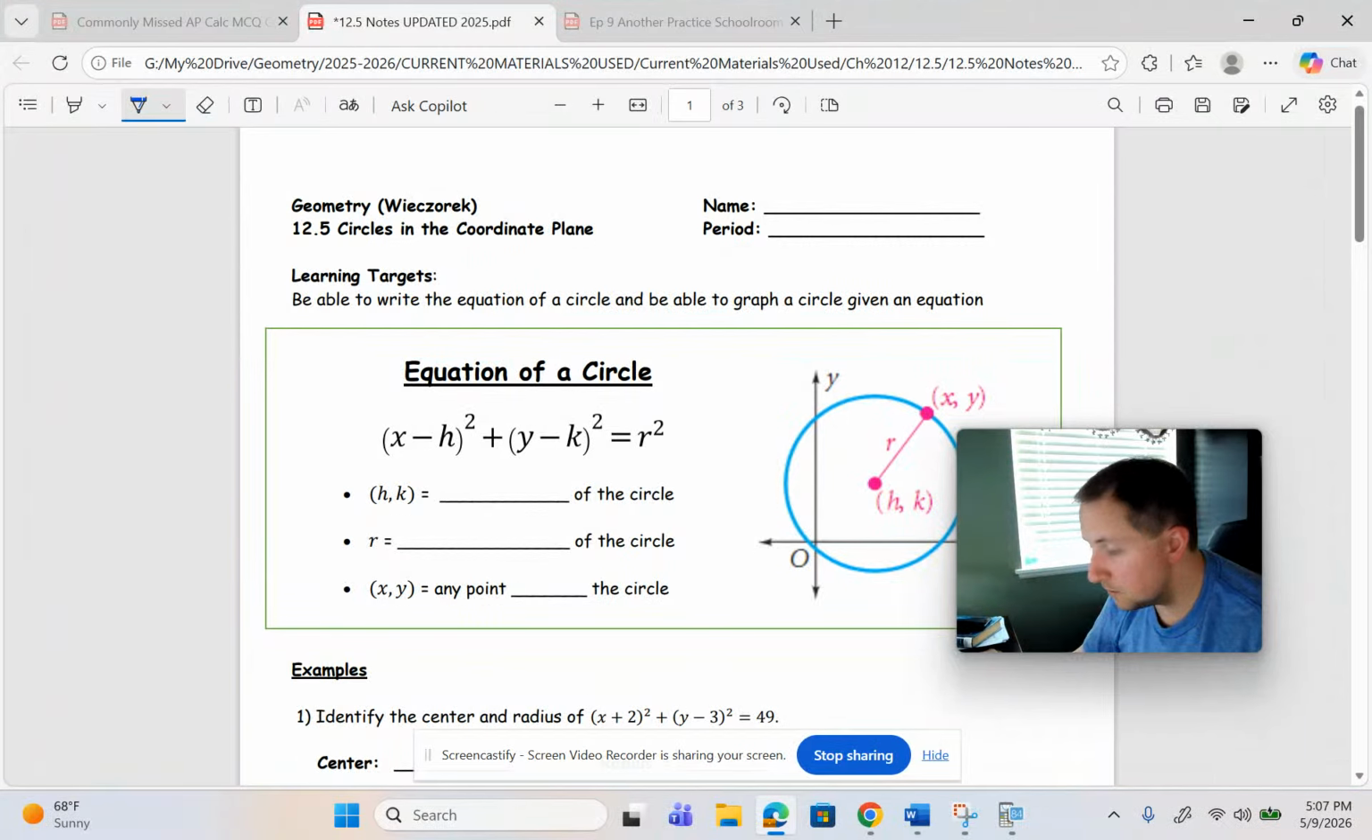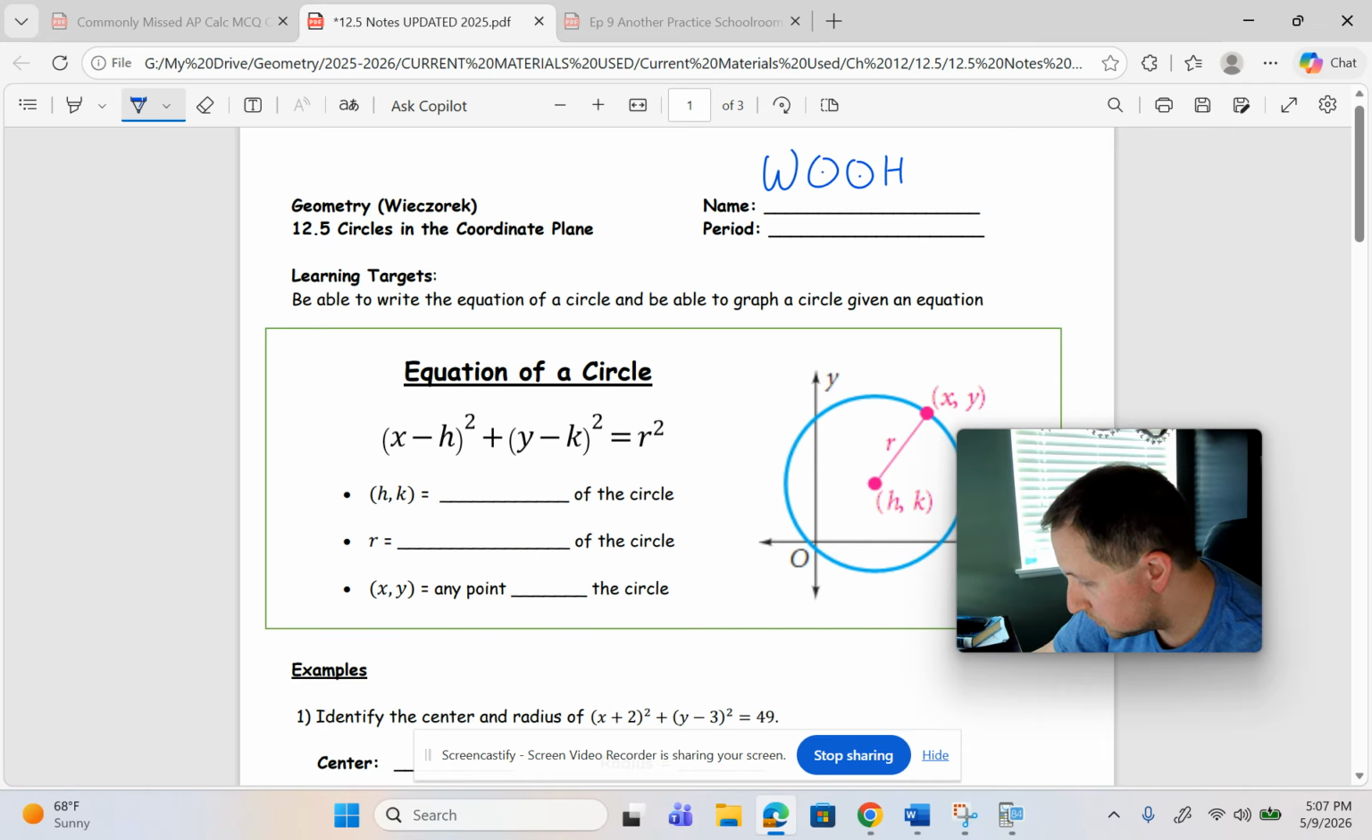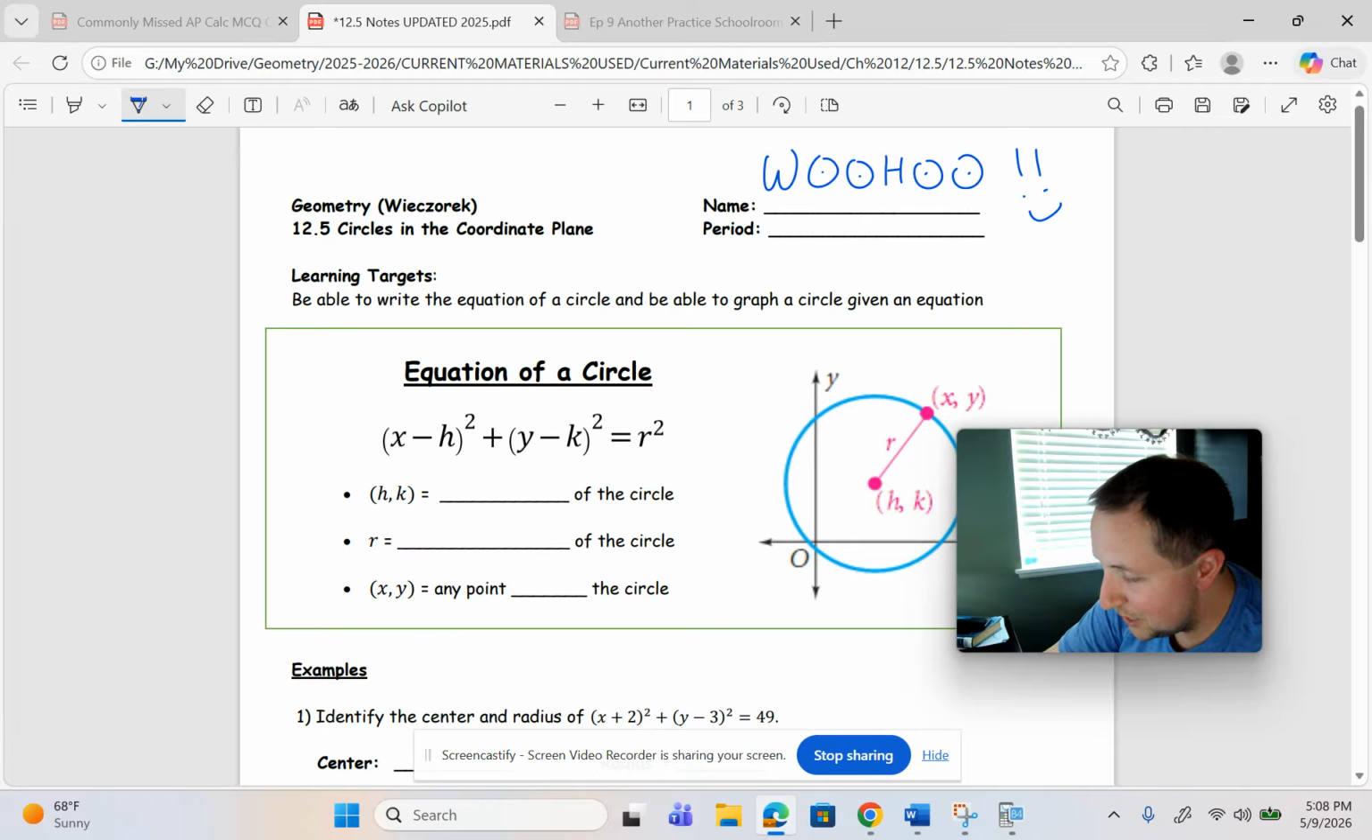All right, welcome to the end. This is section 12.5, the last section of the course. Woohoo! Look at those circles. Everything is literally coming full circle. All right, we're going to end the chapter by looking at circles in the coordinate plane.